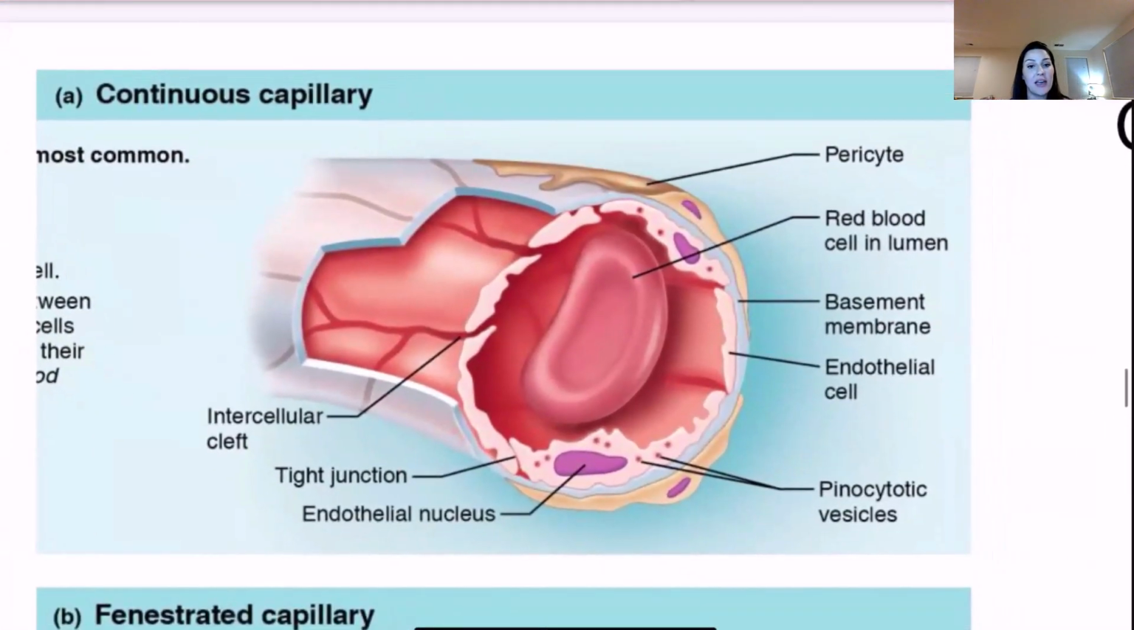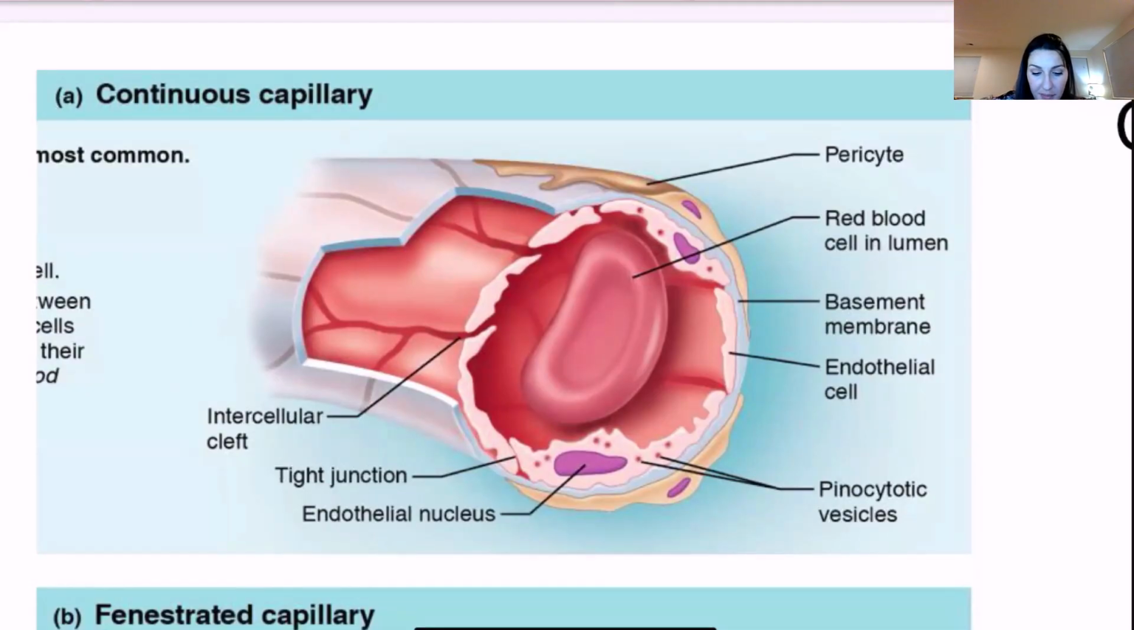So continuous capillaries. Continuous capillaries are the most common types we got. And I want you to look at how those cells are joined together. There's little gaps there, but they're joined by tight junctions. So what that means is we do have little spots. Those little spots, or little holes rather, are called intercellular clefts that allow substances to pass through. But most of those cells are joined by tight junctions.